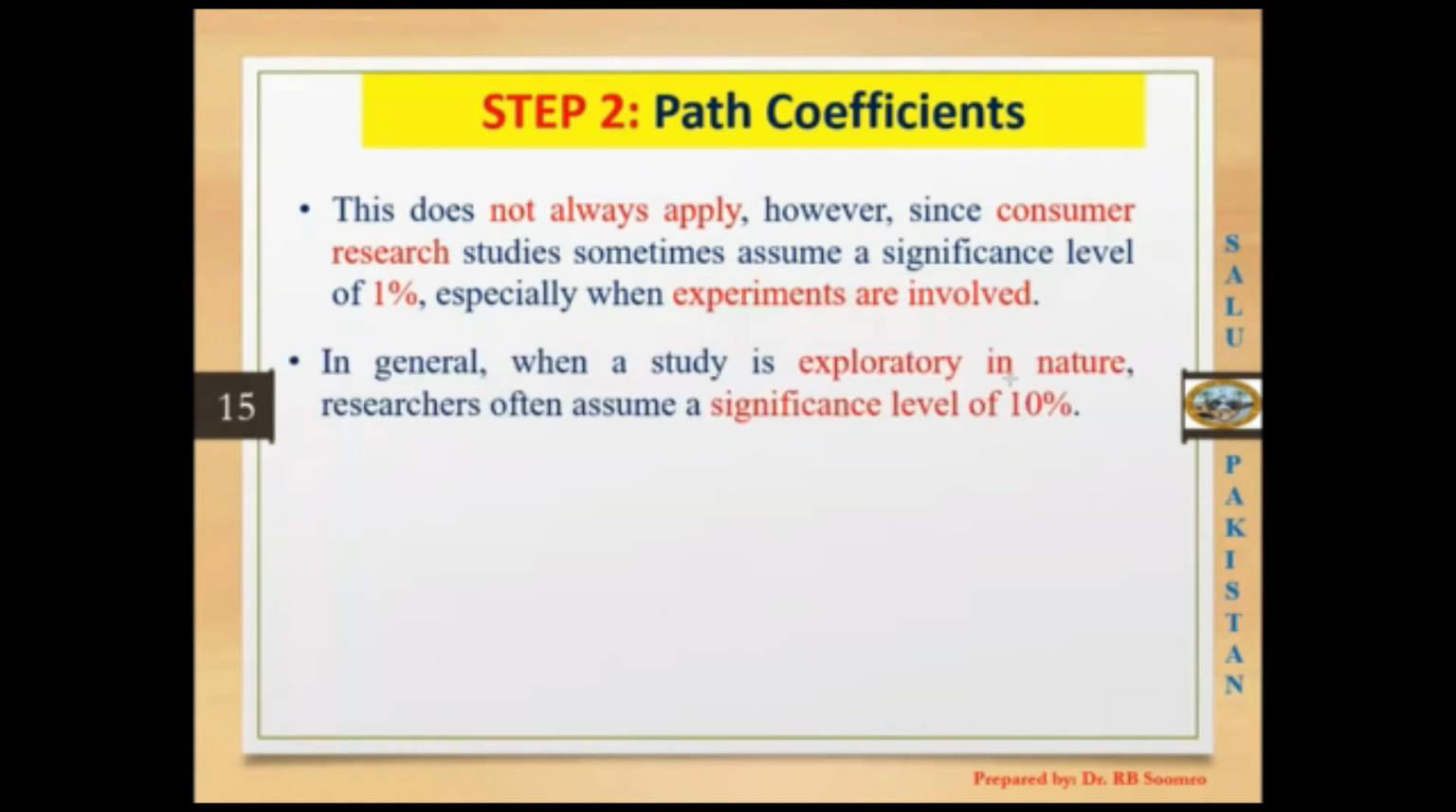When the study is exploratory in nature, then we have to work on a significance level of 10%, like the 90% confidence interval over there. But again, it is a rule of thumb. Then you can even work on the 95%.